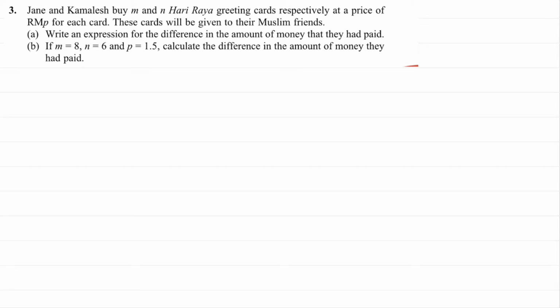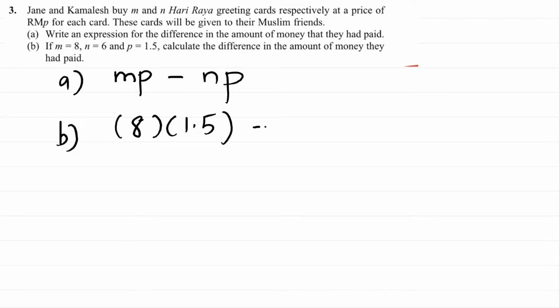Jan and Kamalesh buy M and N Hari Raya greeting cards respectively at the price of RM P for each card. These cards will be given to their Muslim friend. So write an expression for the difference in amount of money that they had paid. So maknanya dekat sini MP tolak dengan NP. Dah siap. So B tu kita masukkan nilai je. So 8 darab 1.5 tolak 6 darab 1.5. So tekan kalkulator.